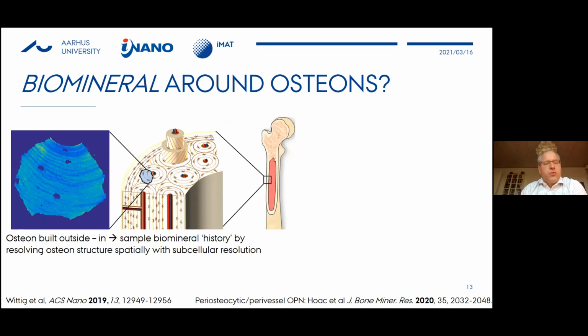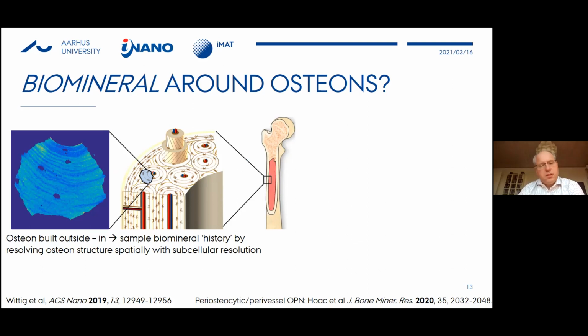So that would mean that if we could look at the signature of the apatite mineral within the bone, we could sort of sample the biomineralization process history by spatially resolving the osteon structure. This is fairly challenging because you would need to collect diffraction patterns from these nanocrystalline apatite crystals within the bone matrix with a resolution that's better than the structural variation within the osteon. That means subcellular resolution. So we would need resolutions better than 0.5 micron or so.